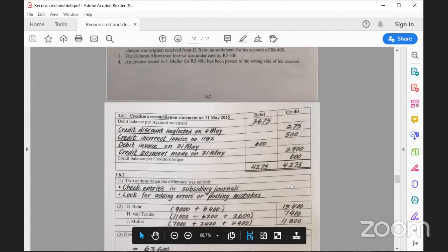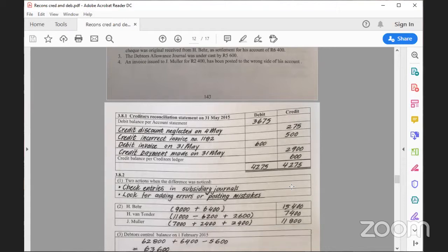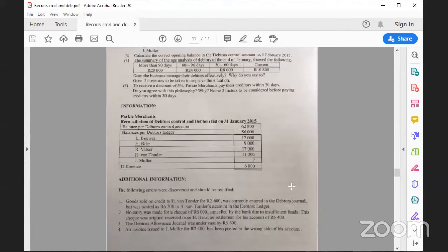And now we've done a million of these questions, so let's just quickly go to the answer. You should check the entries in the subsidiary journals and look for adding errors or posting mistakes. So did you maybe make a finger error? Did you make a posting error? Make sure to follow up the differences. 2 actions: follow up the differences. Okay, but how? By these 2 things.